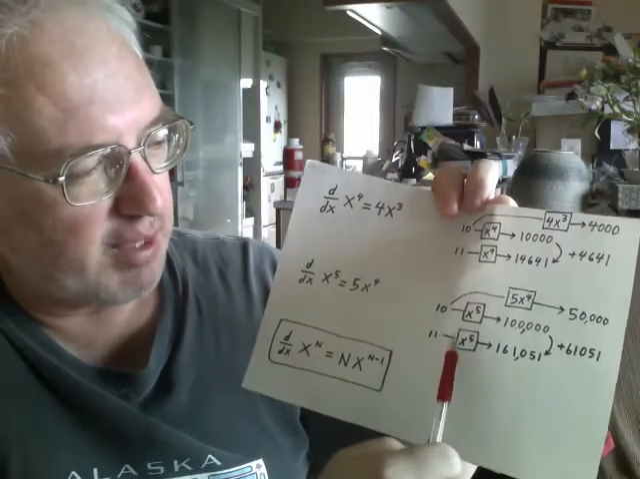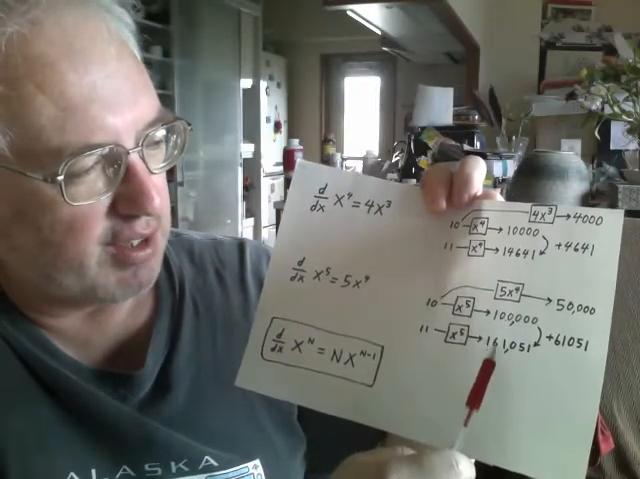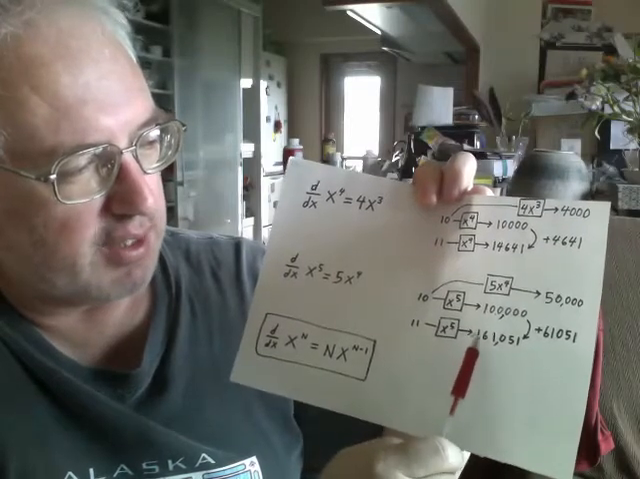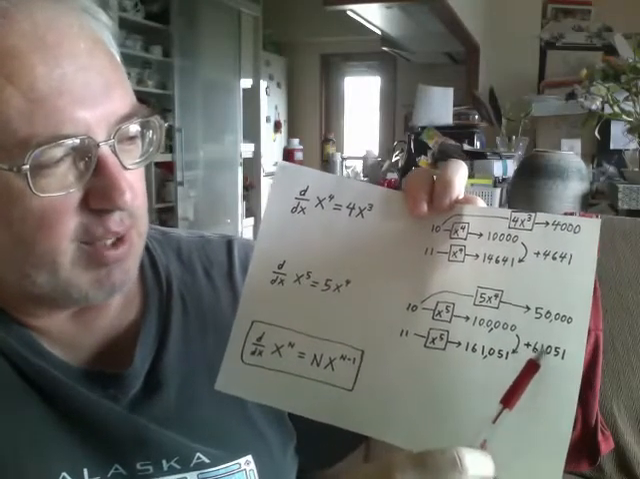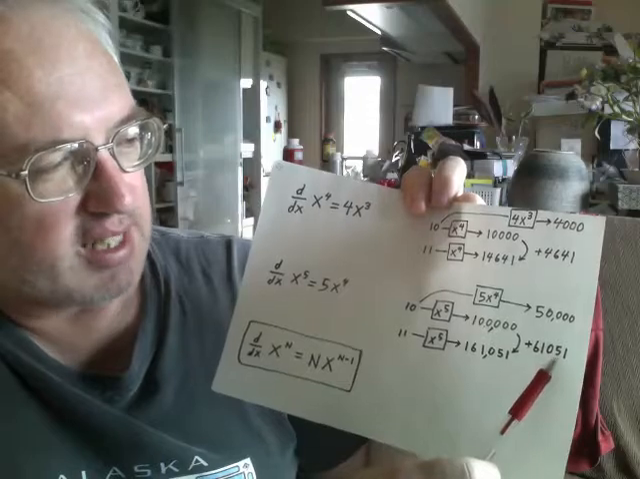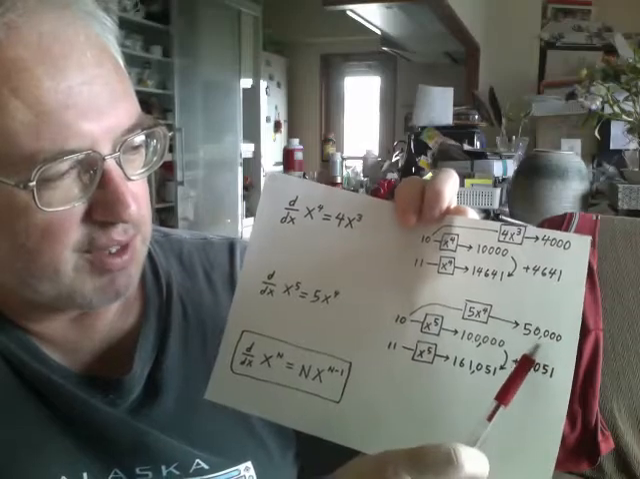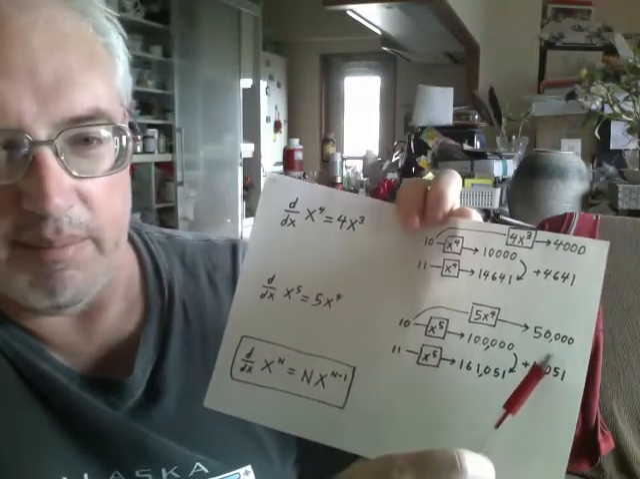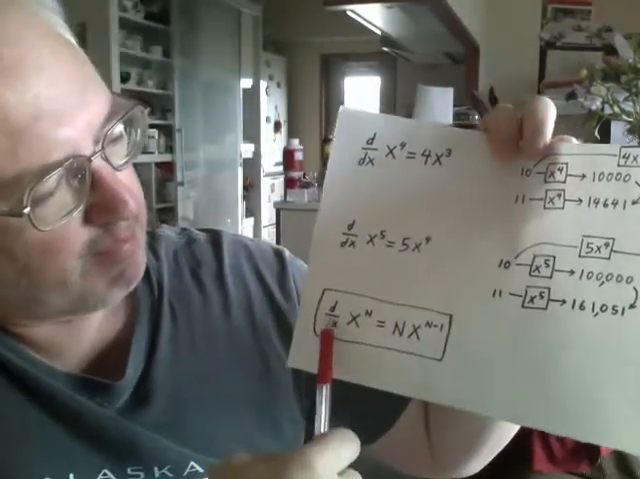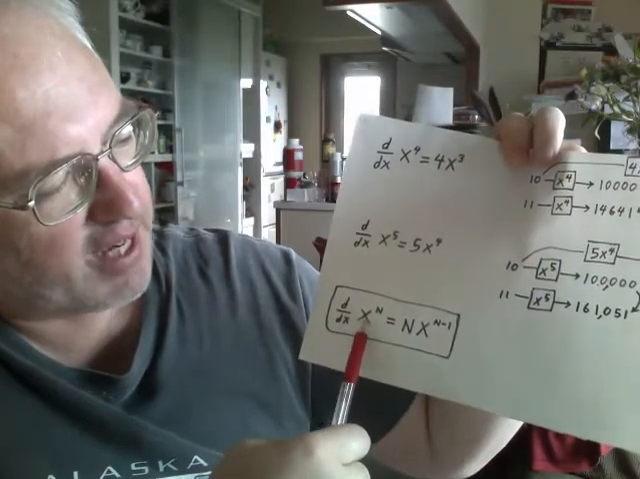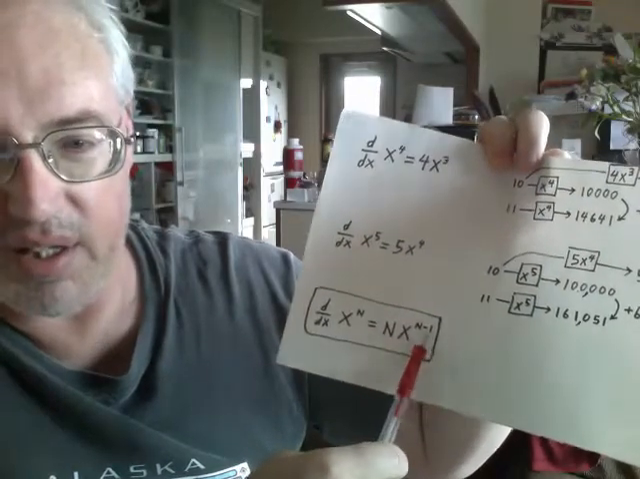And 11 fed into x to the fifth power, 11 to the fifth power, is 161,051. So the actual change is 61,051. And the estimated change using the derivative is 50,000. So significant error is creeping in here. But as before, smaller changes will give better answers. Now the general rule is that the derivative of x to the n power is equal to n times x to the n minus 1.